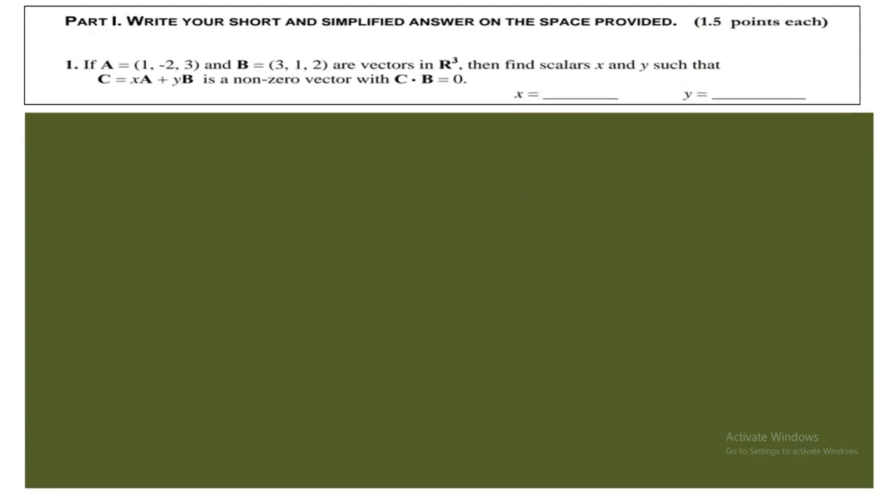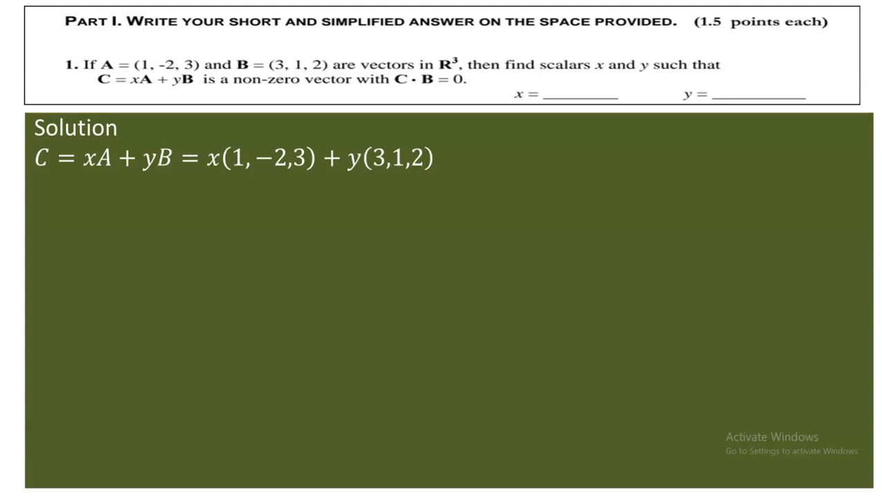The first question says, given vector A as (1, -2, 3) and vector B as (3, 1, 2), and these two are in R3, you are asked to find the scalars x and y such that another vector C, which is a linear combination of A and B, is a non-zero vector and orthogonal to vector B. So here you are supposed to find the values of x and y. I'm going to show you how this can be done. So here comes the solution.